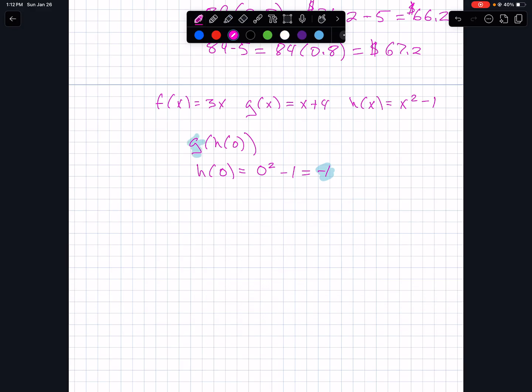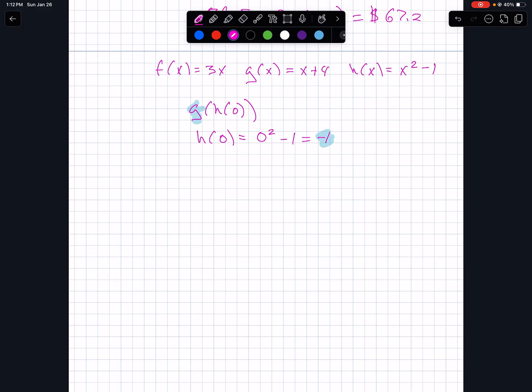Just g. So g of negative 1 equals negative 1 plus 4, or 3. And that's your final answer. It's kind of like a two-part answer. If you screw up the first one, you're cooked.